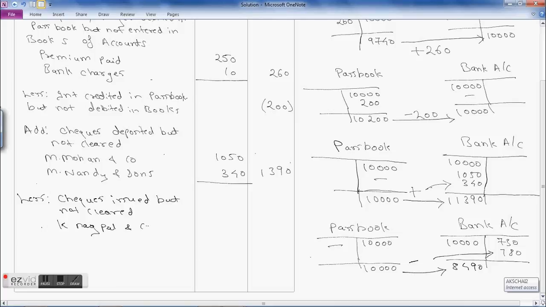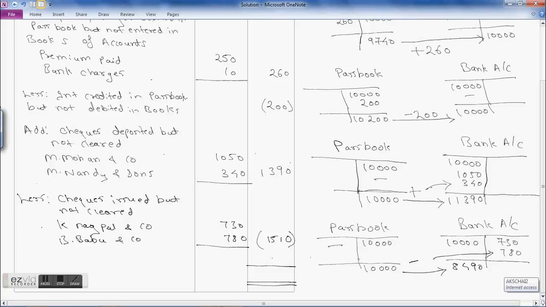K Nagpal and company 730, B Babu and company 780. So how much does it come to? 10, 11, 14, 15. So 1510. So we have to reduce it. Okay, so all the transactions are done.